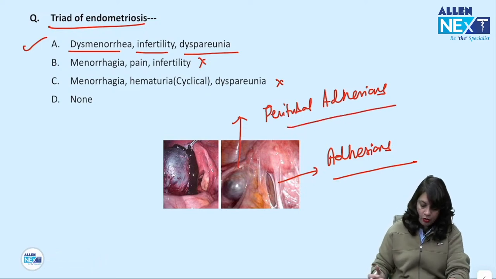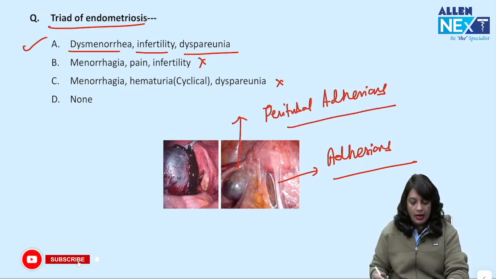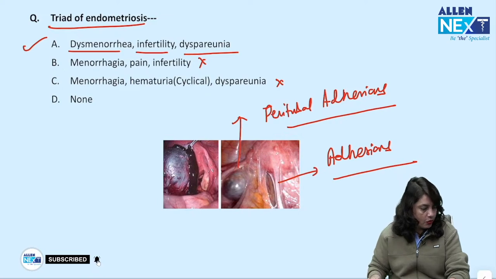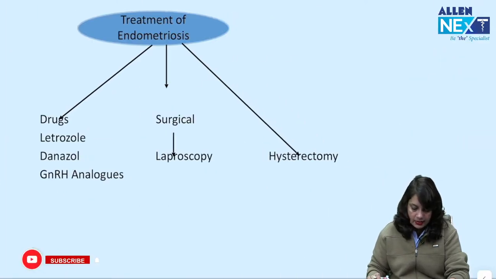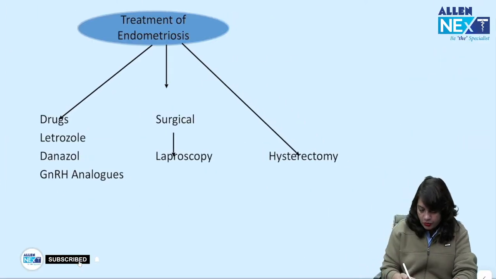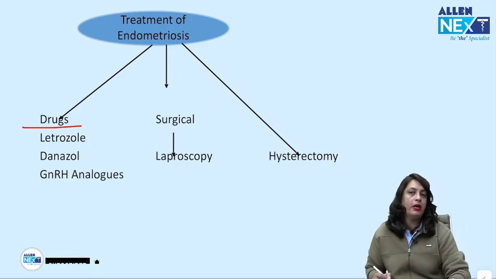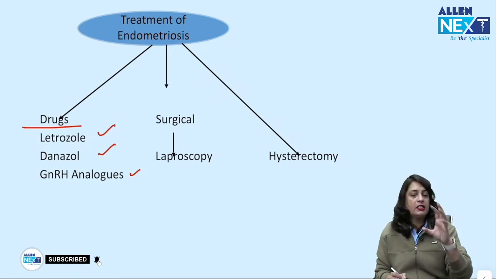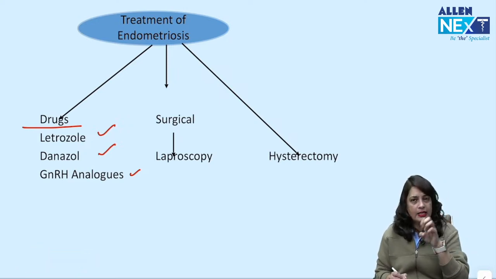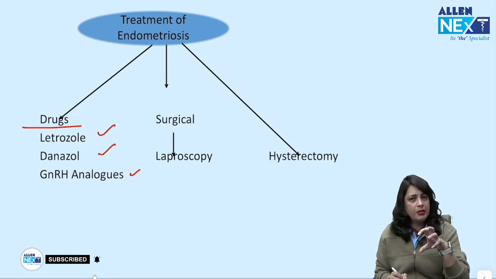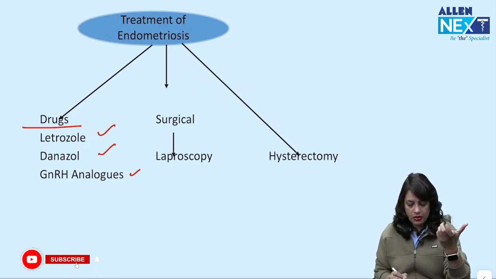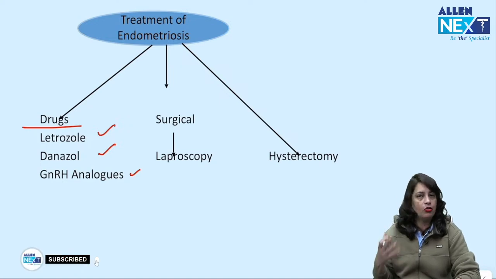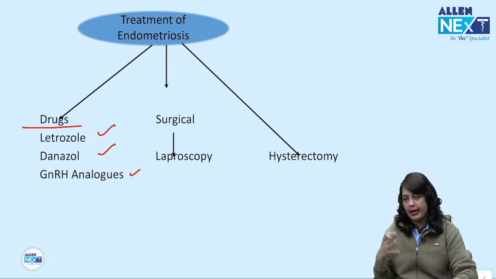Peritubal adhesions, peri-ovarian adhesions, okay, and this is chocolate cyst of ovary. Next, treatment for endometriosis. What are the drugs that treat endometriosis? Letrozole, danazol and GnRH analogues. These act as anti-estrogens, and in endometriosis there is a pathology of high levels of estrogen, which is promoting the growth of the endometriotic tissue, which is ectopic.